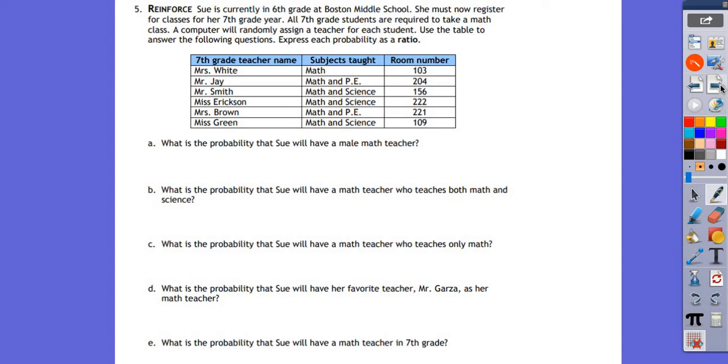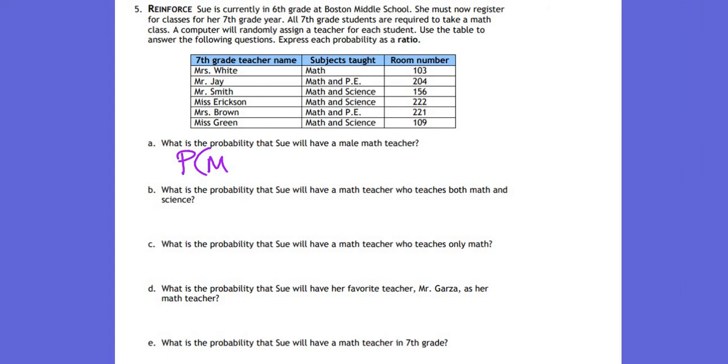So it says, what is the probability that Sue will have a male math teacher? So the probability, and it says they want it expressed as a ratio, a male math teacher. How many teachers are male? 2. Out of how many total teachers? 6. That reduces to 1/3. So is she equally likely, most likely, impossible? Unlikely. She's unlikely to get a male math teacher.